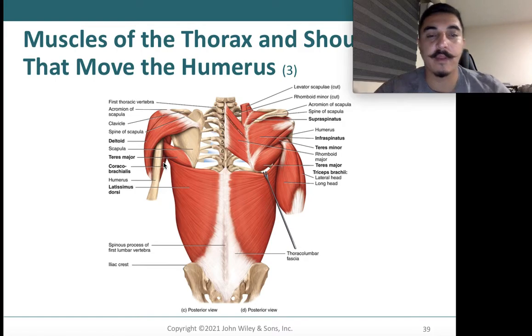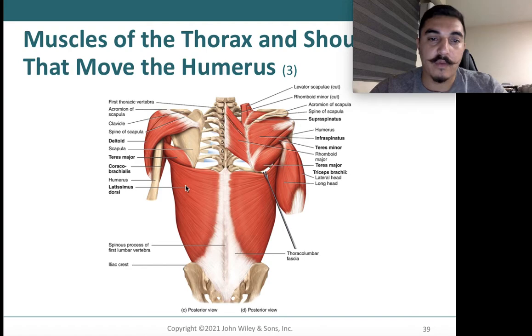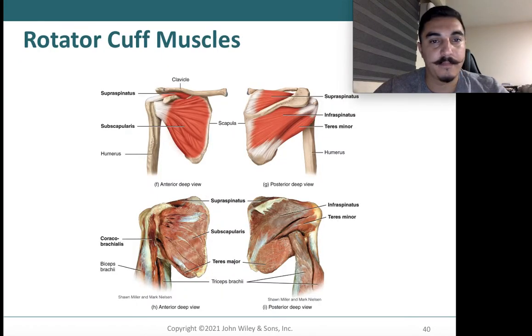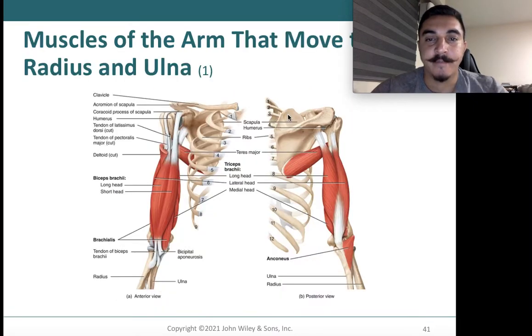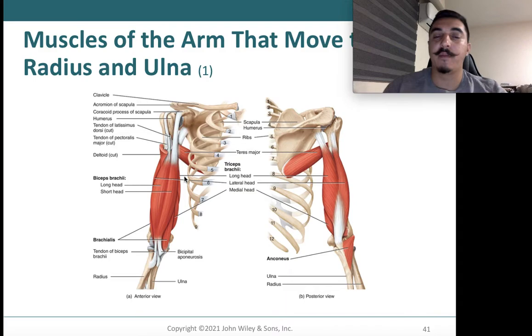Coracobrachialis near the front. And our latissimus dorsi. Here we have scapula and clavicle, supraspinatus, subscapularis, infraspinatus, supraspinatus. Okay, our triceps, our biceps. They're going to help move the radius and ulna, obviously move our arm.